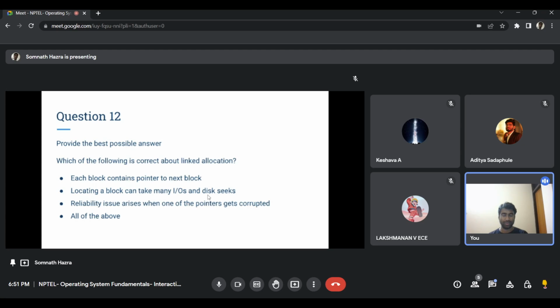If one of the pointers gets damaged or corrupted in between, the whole link is destroyed. After that pointer you cannot access the whole sequence of data that is present after. So that creates a reliability issue when one of the pointers gets corrupted. So sentence C is also correct, right? That is why all are correct. All of the above is the correct answer.